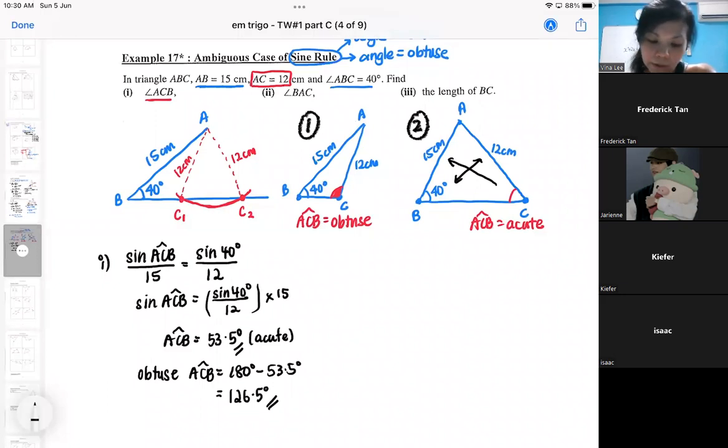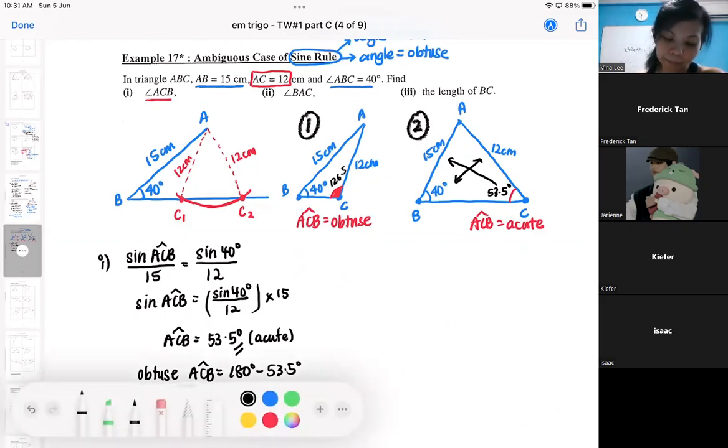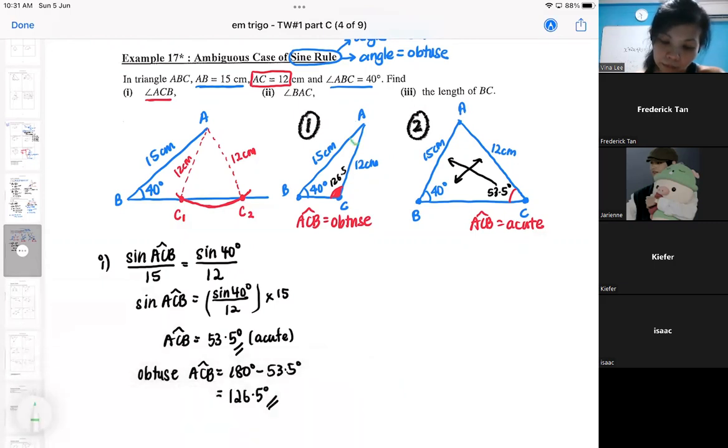Okay, so because of this, if this is 126.5, then this one is 53.5. Because of this, it will affect your subsequent answer. For the obtuse situation, you will get a different answer for BAC. So your BAC will also be different because your ACB can either be acute or obtuse.